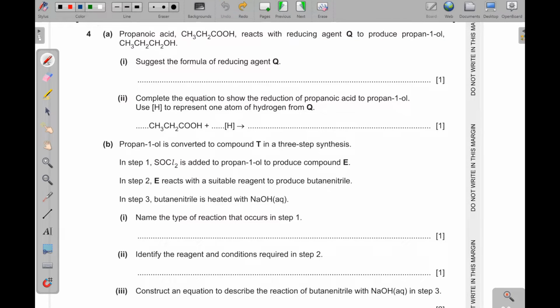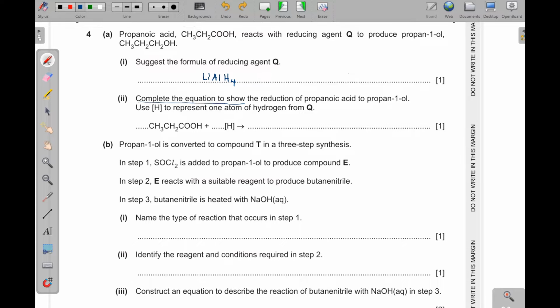This one has to be lithium aluminium tetrahydride. We have two reducing agents. There is also sodium boron tetrahydride, but this one does not reduce carboxylic acids. Instead it reduces aldehydes or ketones to primary alcohols and secondary alcohols respectively. It is only lithium aluminium tetrahydride that can reduce carboxylic acids to alcohols.